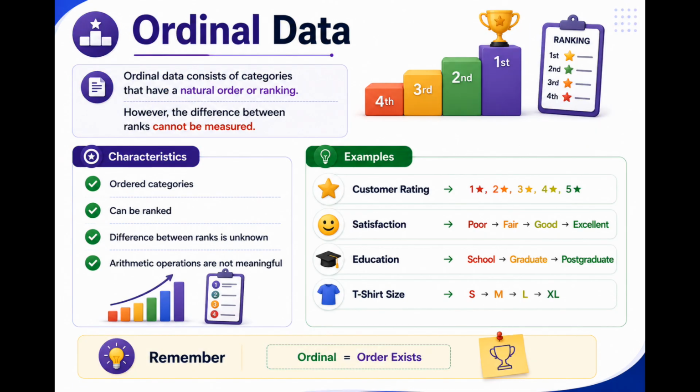Ordinal data. Ordinal data consists of categories that have a natural order or ranking. Unlike nominal data, these values can be arranged in a sequence. However, the difference between the ranks cannot be measured. That's why arithmetic operations like addition or averaging are not meaningful. Common examples include customer ratings, satisfaction levels from poor to excellent, education levels from school to postgraduate, and t-shirt sizes from small to XL. A simple trick to remember is ordinal means order exists. If the categories have a meaningful order or ranking, it's ordinal data.